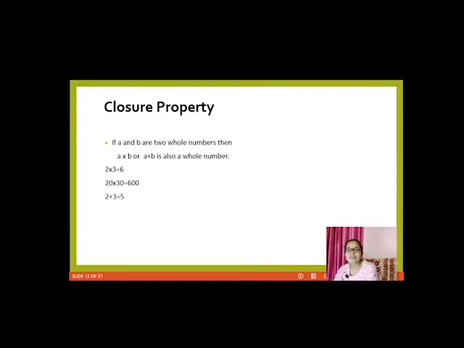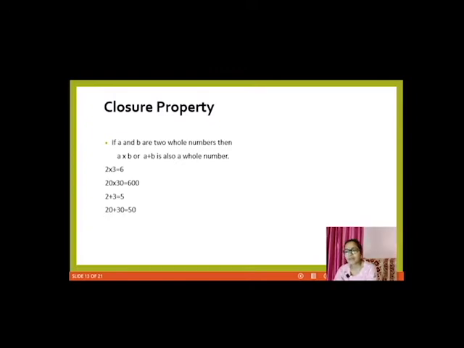And what about addition? Addition is also closed in whole numbers. If you find the sum of any two whole numbers, the answer will also be a whole number. You check it with any number of examples, you cannot find an answer which is not a whole number. But in the case of subtraction and division, this is not closed. Because, for example, if you try to divide 2 by 3, your answer will not be a whole number. You will end up with a fractional number. Okay, so this is the first property, that is closure property.